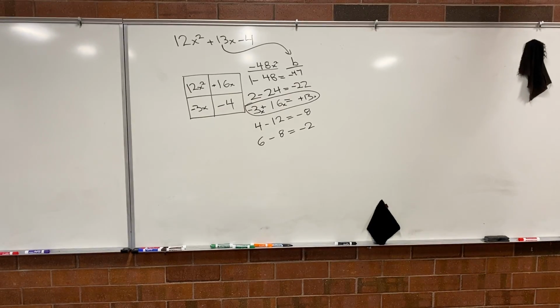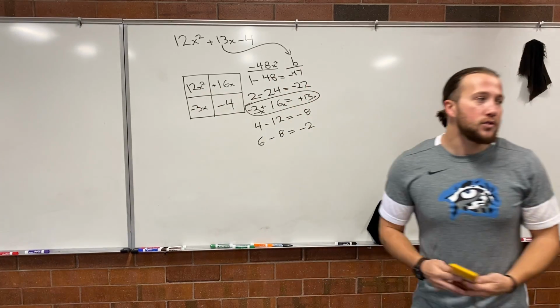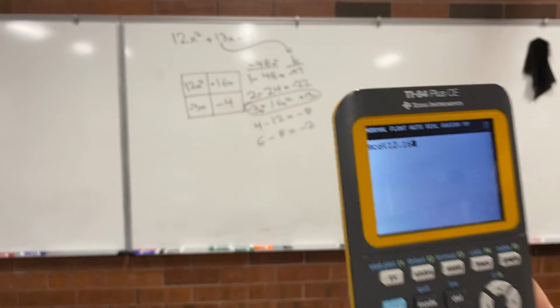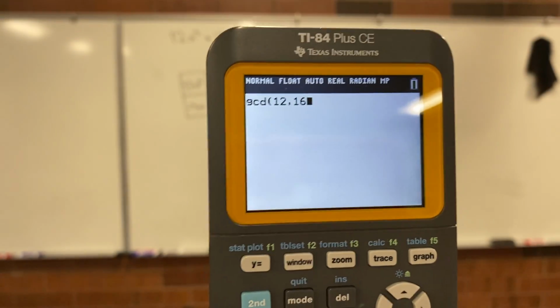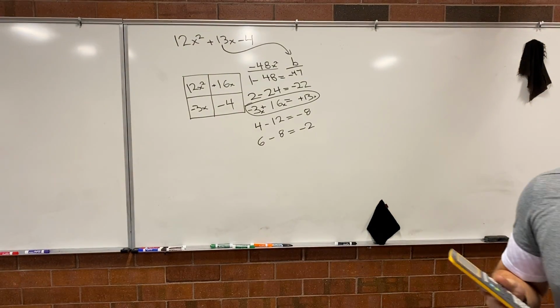So let's say that I wanna find the GCD of these two numbers. This is really nice. All I have to do is I put in 12, comma, 16, just like that. Okay, I don't even need to close the parentheses. I press enter, and it tells me that it's 4. Okay, it's gonna tell me that the answer is 4.